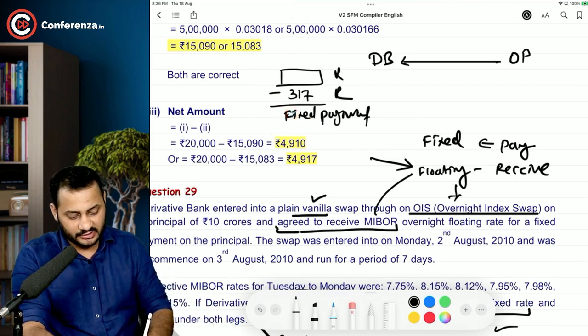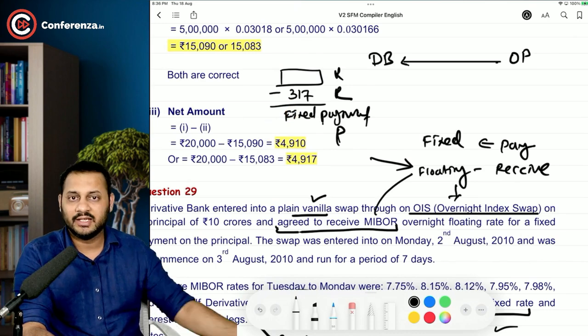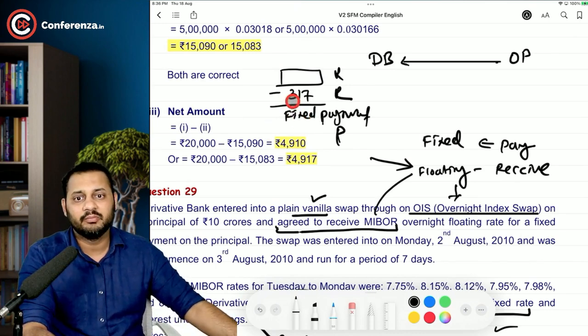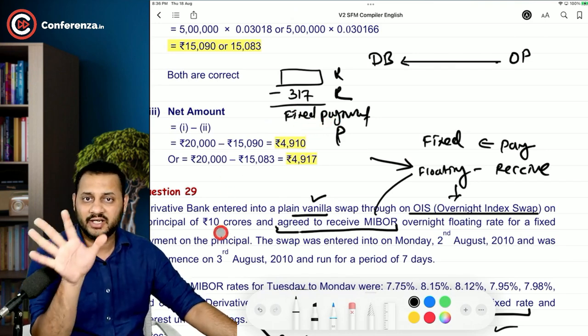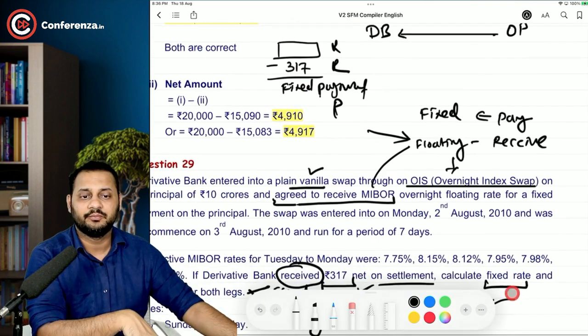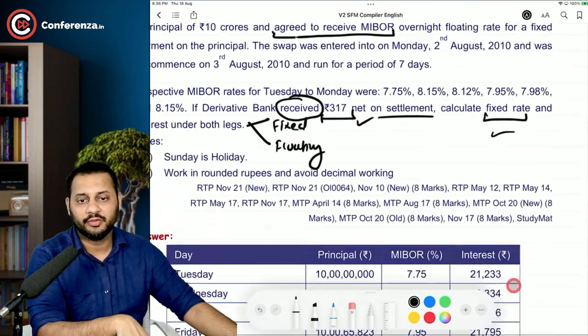This is receipt and this is also receipt. So payment will be lesser, right? So we are calculating the fixed payment by deducting 317. Now we have the fixed payment. We will divide it by 10 crore for 7 days to find out the fixed rate. So this is how we are going to do the calculation.